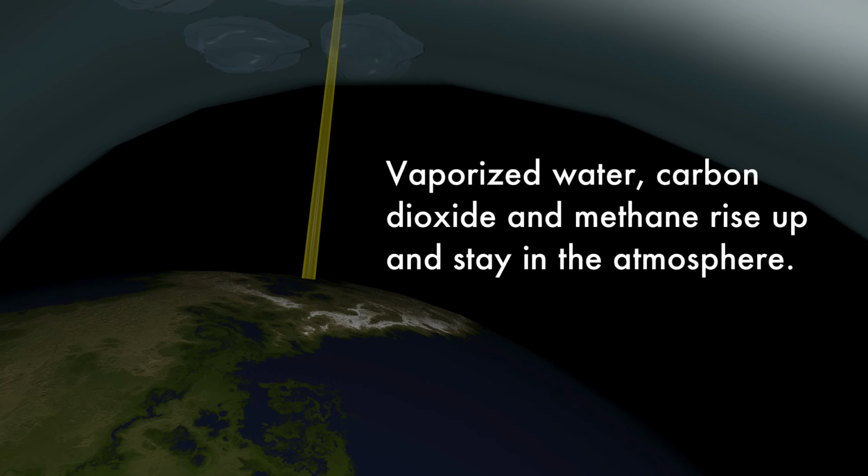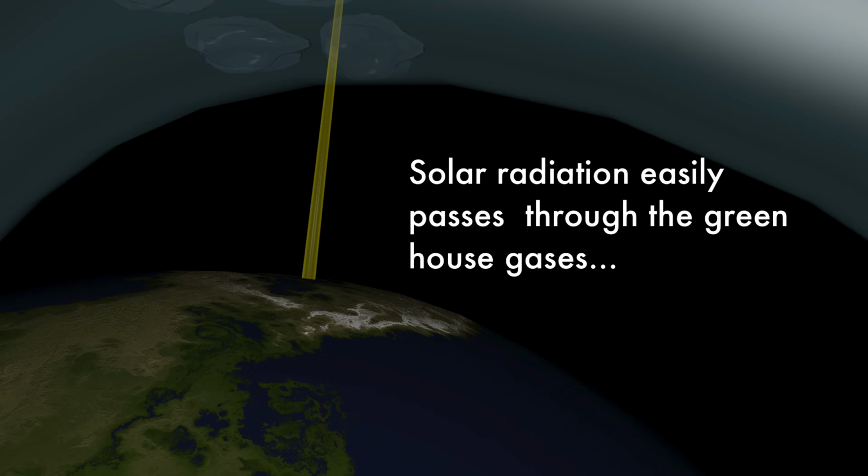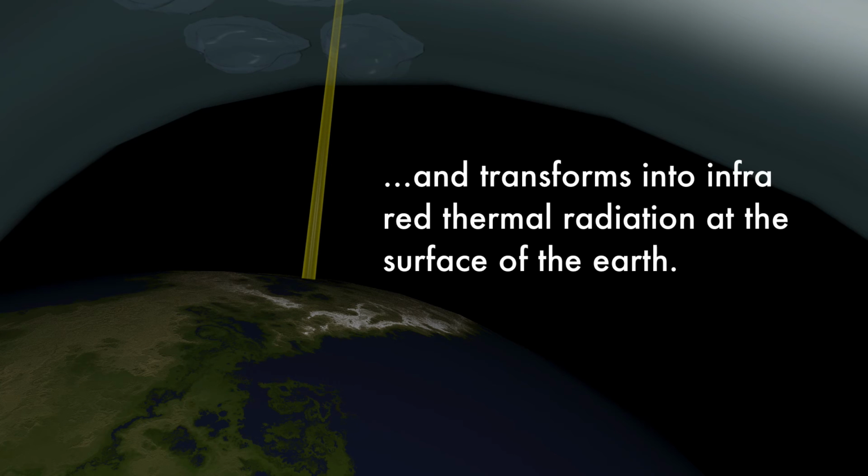So, vaporized water, carbon dioxide, and methane rise up and stay in the atmosphere. Solar radiation easily passes through the greenhouse gases and transforms into infrared thermal radiation at the surface of the Earth.